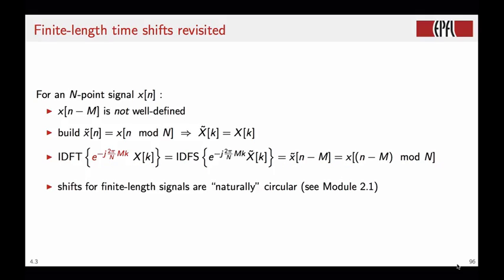What we have shown here is that if we think of the Fourier representation of a finite length signal, circular shifts are the natural extension of the shift operator to finite length signals because the underlying Fourier representation is the same as that we would use for a periodic signal built on the finite length signal.